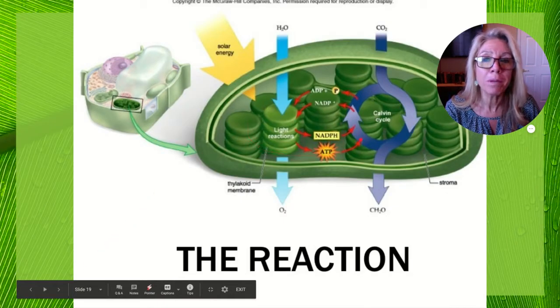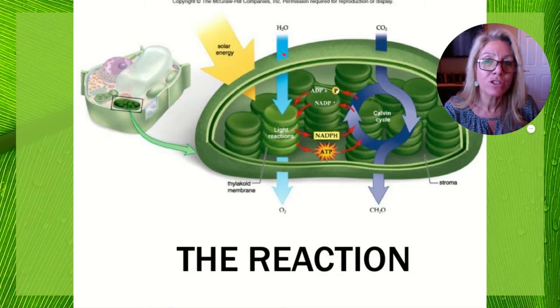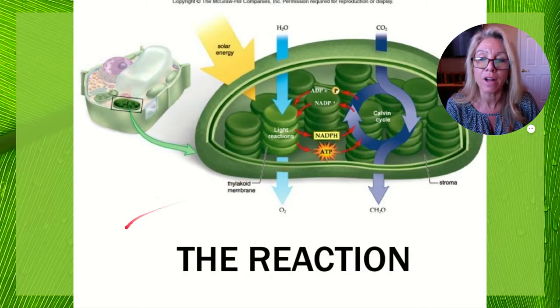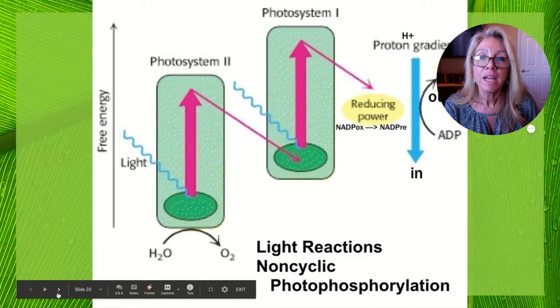So look at your big picture here. So here comes light energy coming in, water's coming in, it's going to be split, and oxygen will be released. And our goal here in the light reaction is to form ATP and reduced NADP that can be used in the Calvin cycle out in the stroma. So here's how it happens.